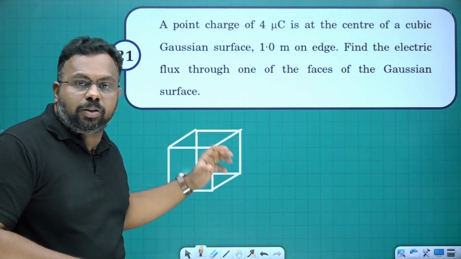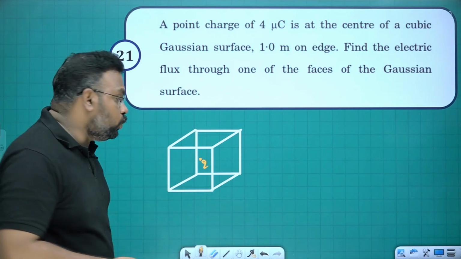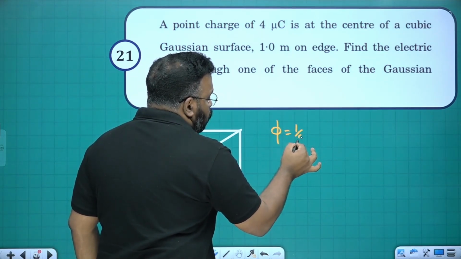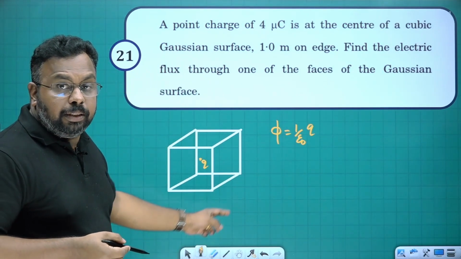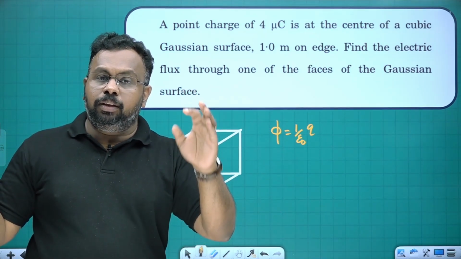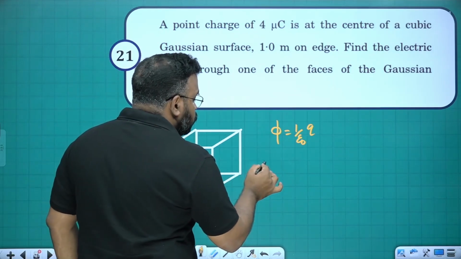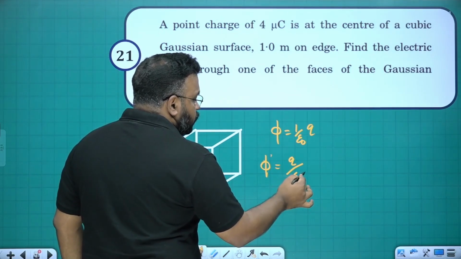So here you can construct this cube as a Gaussian surface, and we have the formula for flux through a Gaussian surface, which is phi equal to 1 by epsilon naught into the net charge enclosed. Net charge enclosed is Q. But this is the flux through the entire cube. Entire cube means through how many faces? There are 6 faces for the cube. So this is the flux through 6 faces. We need flux through one face, I'm naming it as phi dash. So it will be Q by 6 epsilon naught.